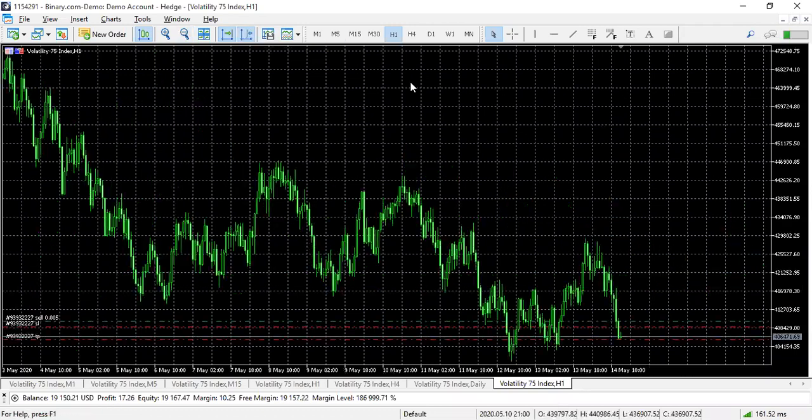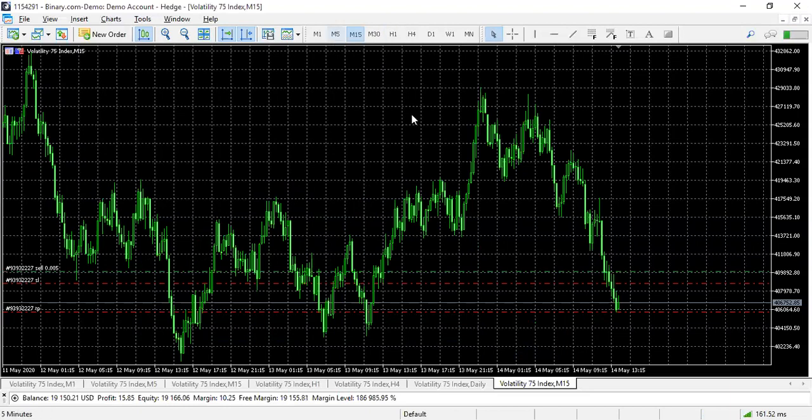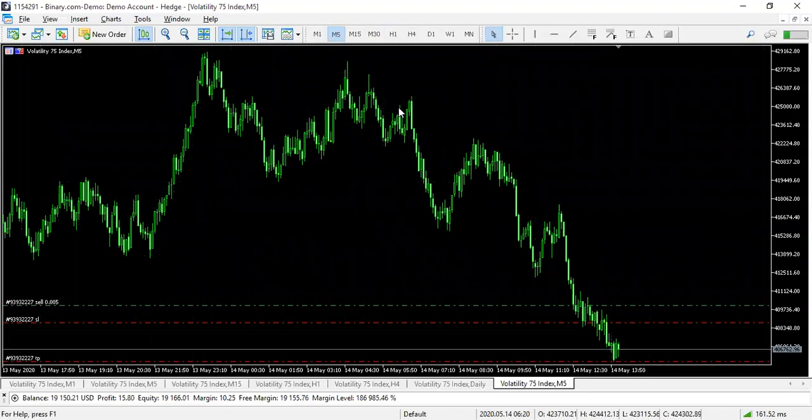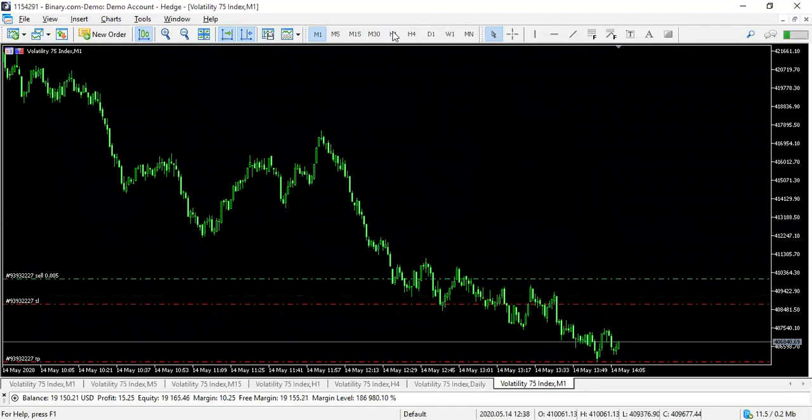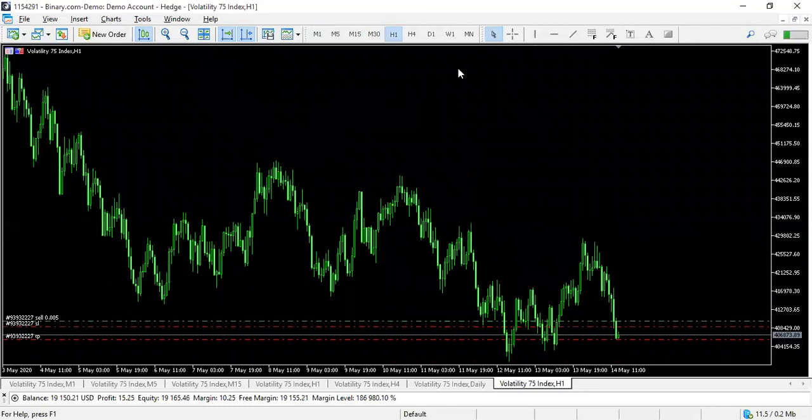Right. So this is the 1 hour time frame. This strategy I'm talking about is gonna work well on M15 and on M5. So I'm going to remove the grid right now. Sorry, it's going to work on M15 and M1. It's a scalping strategy for trading volatility index.